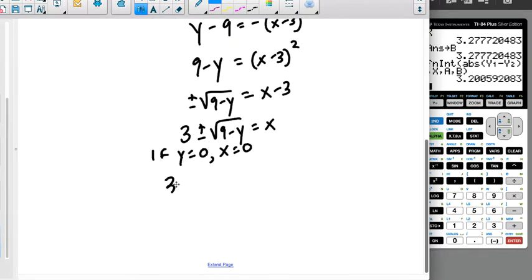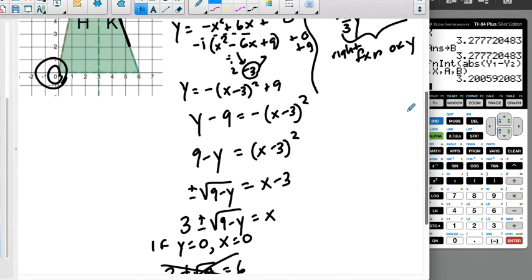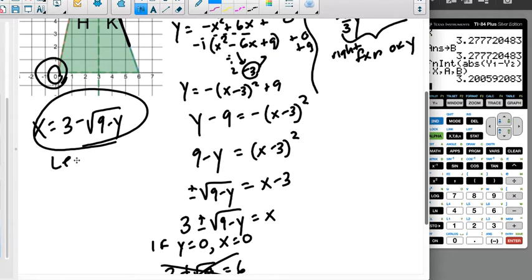It's the minus, because 3 plus root 9 would be 6, so that's not it. But 3 minus root 9 would be 0, so that's it. So it's the minus case. So it turns out that after all that, this curve is actually x equals 3 minus the square root of 9 minus y. That's the other curve. This is the left curve. So this is, again, not a great plan here.